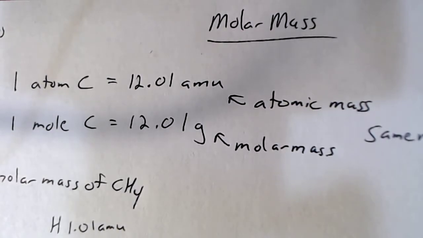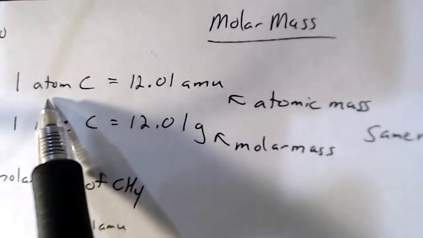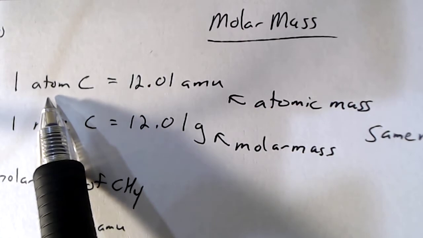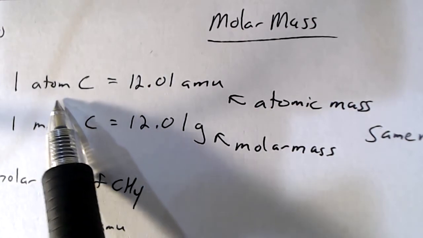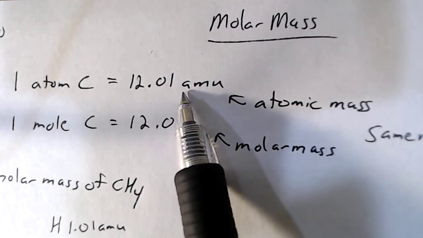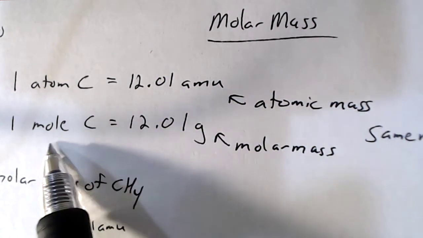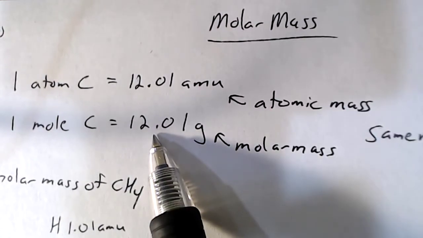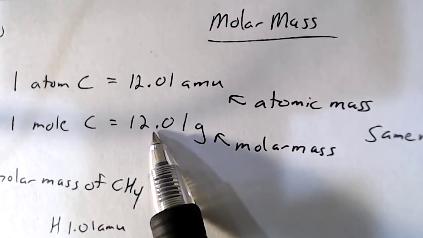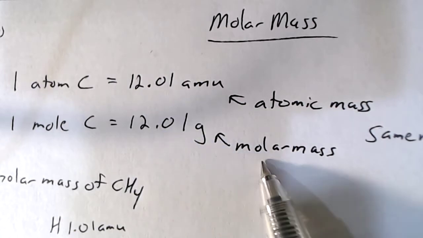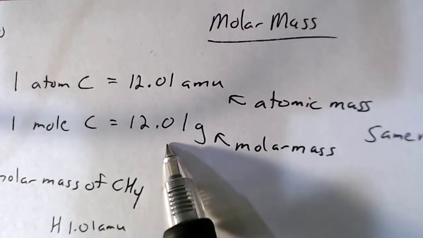In order to convert between the mass of a substance that you've collected and the number of moles of it, you need molar mass, the mass of a mole. So to get that, you can look at the periodic table. On the periodic table, you can see that on average, a carbon atom has a mass of 12.01 AMUs. That's the average atomic mass of carbon. But it turns out a mole of carbon has the exact same number, 12.01 grams, instead of AMUs. That's the molar mass. The mass of a mole of carbon is on the periodic table, 12.01.